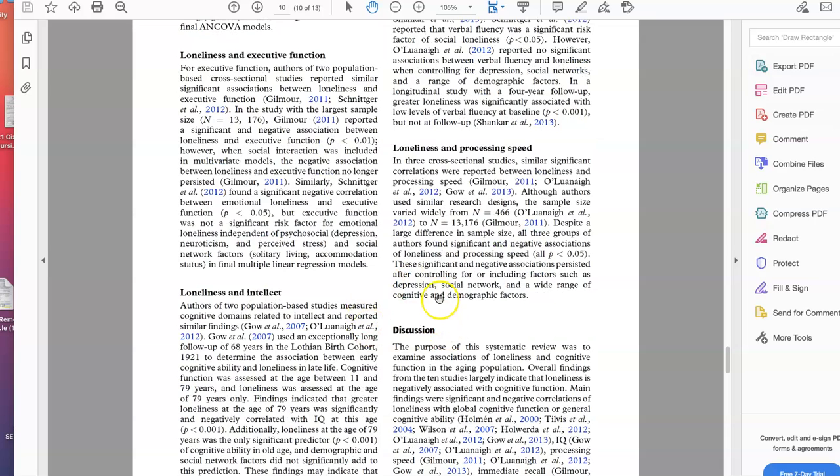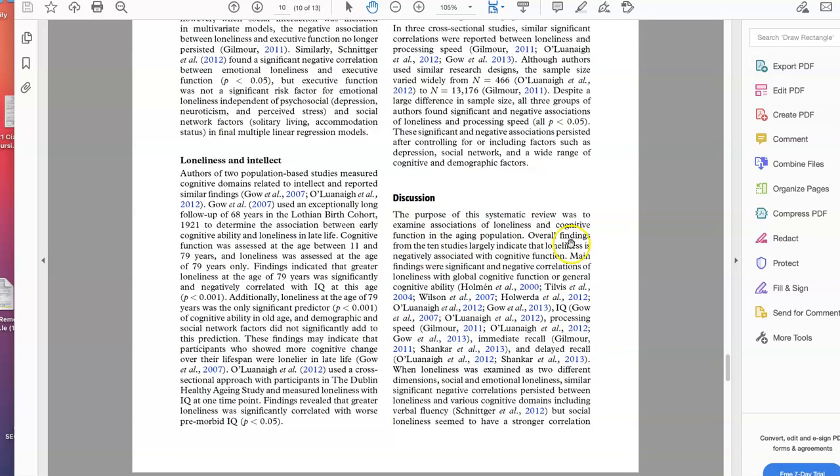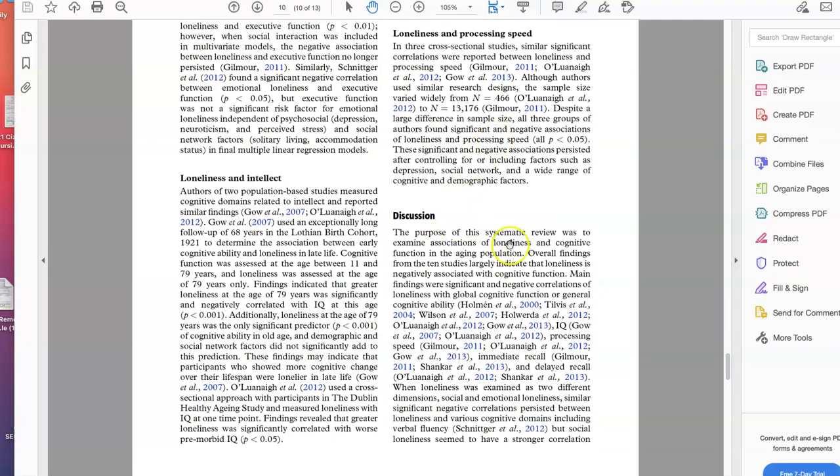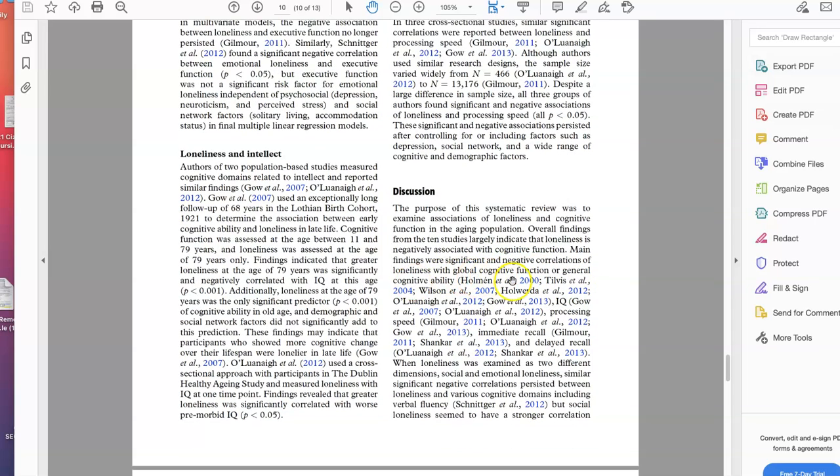And then finally we get over here to the discussion. I always like to restate the purpose of the systematic review or the integrative review, because you've read all this and sometimes you forget what the purpose was. The purpose was to examine associations of loneliness and cognitive function in the aging population. Overall findings from the 10 studies largely indicate that loneliness is negatively associated with cognitive function. That means if you have high loneliness, you have low cognitive function.